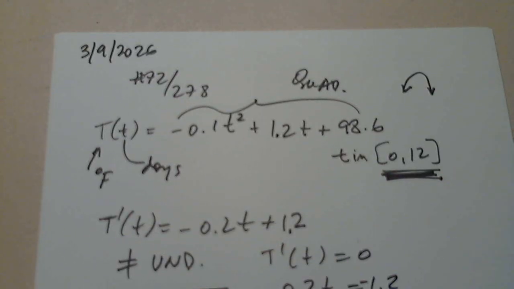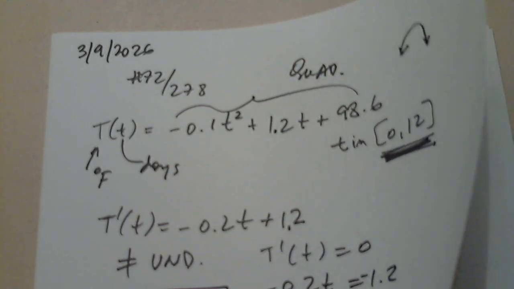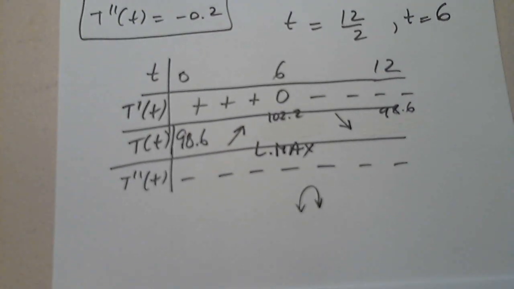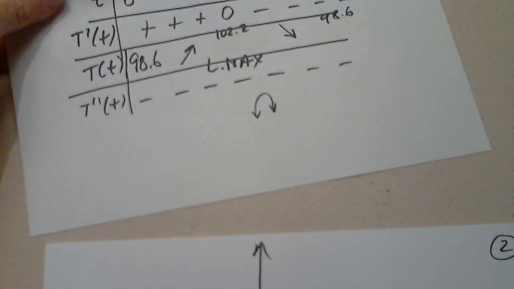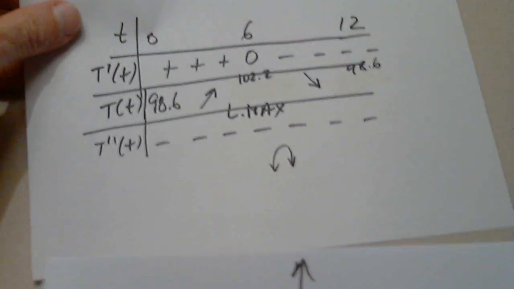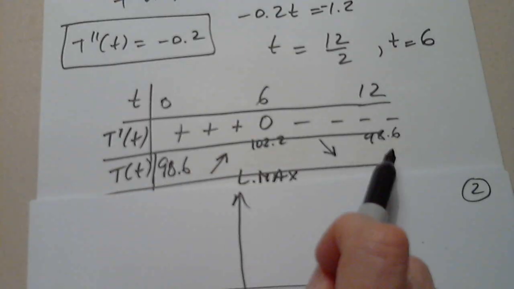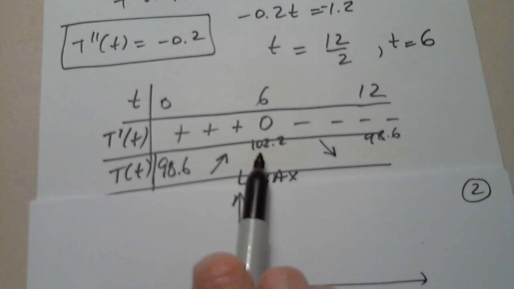because we are given, trust me, the table will always save you, like it saved me. So here it is. So I see that the function values go from 98.6 back to 98.6 with a maximum of 102.